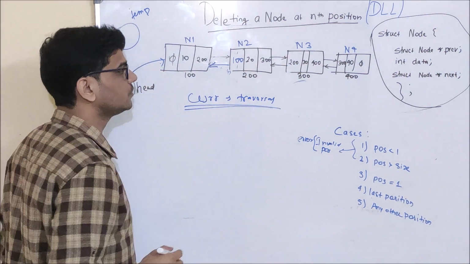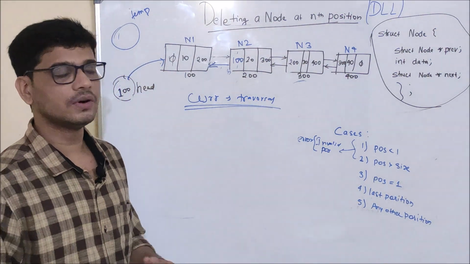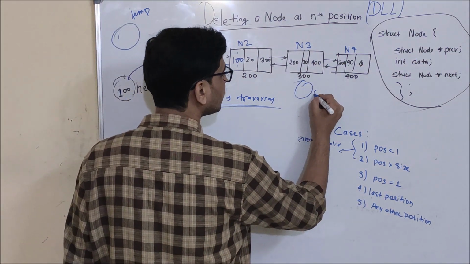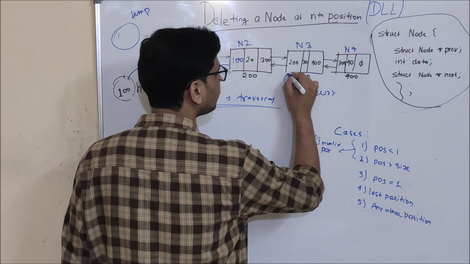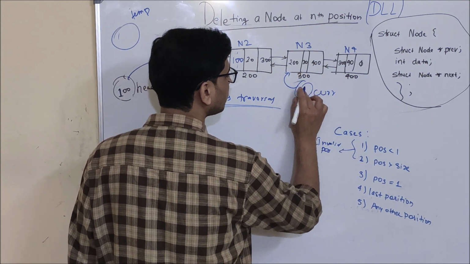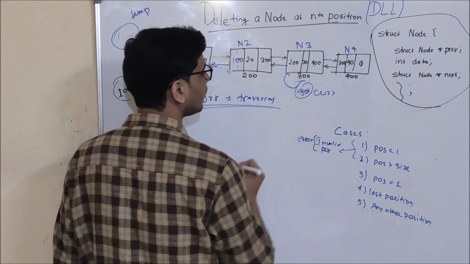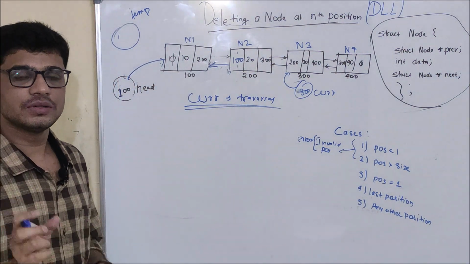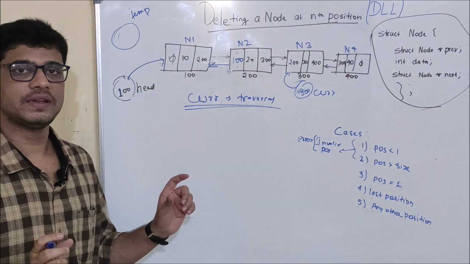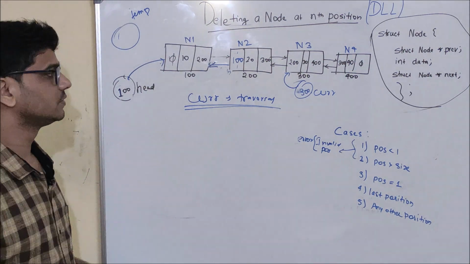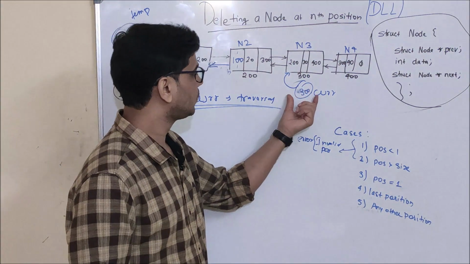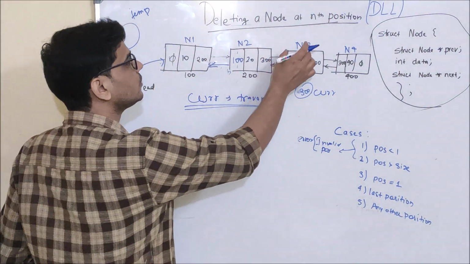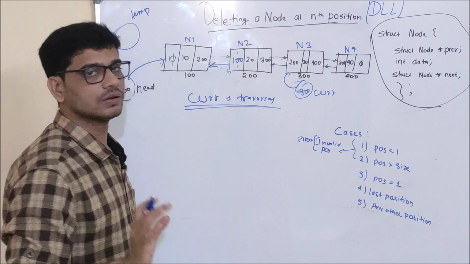So what am I going to do first? First I will traverse and reach node 3. Suppose this is my cur pointer, it will point to node 3 after traversal. And why node 3? Suppose I want to delete a node at nth position, we need to reach position n-1 to manipulate the pointers. And once I have reached this node, what am I going to do? First of all, I need to update the next part of node 3.